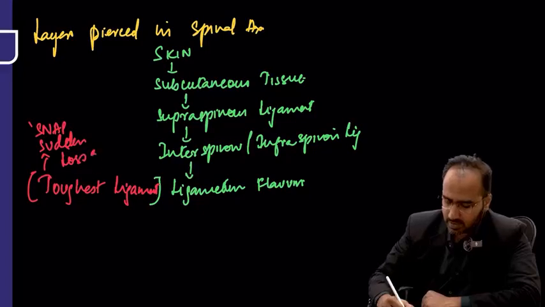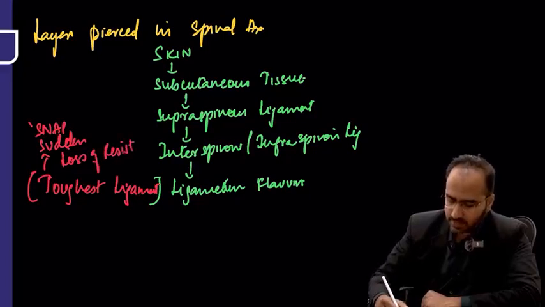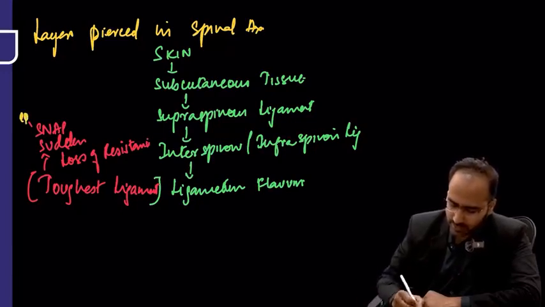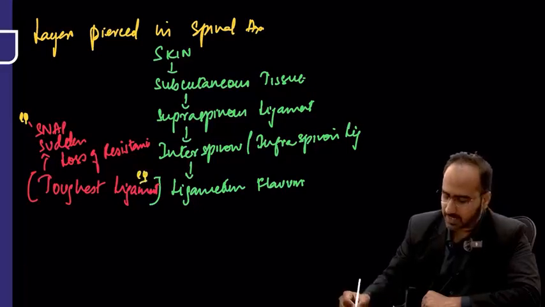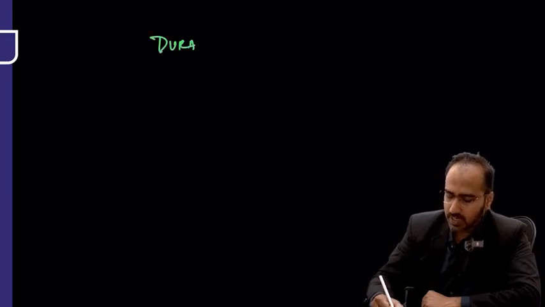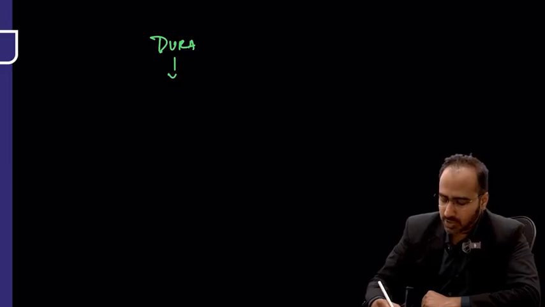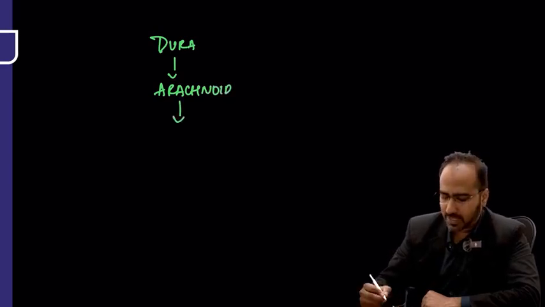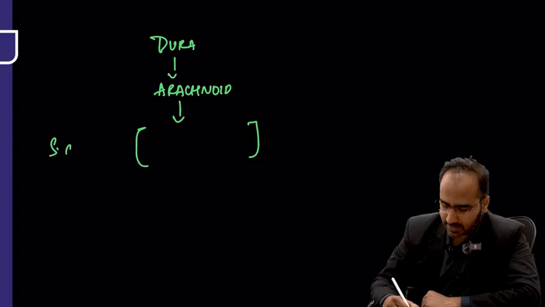Sudden loss of resistance is felt on piercing of ligamentum flavum, as it is the toughest ligament. Okay? But it doesn't mean that we are stopping over here. Once you pierce the ligamentum flavum, the next structure that you encounter is dura. Once you puncture the dura, there will be a membrane called arachnoid. And once that arachnoid is punctured, you will be in the subarachnoid space that has CSF.